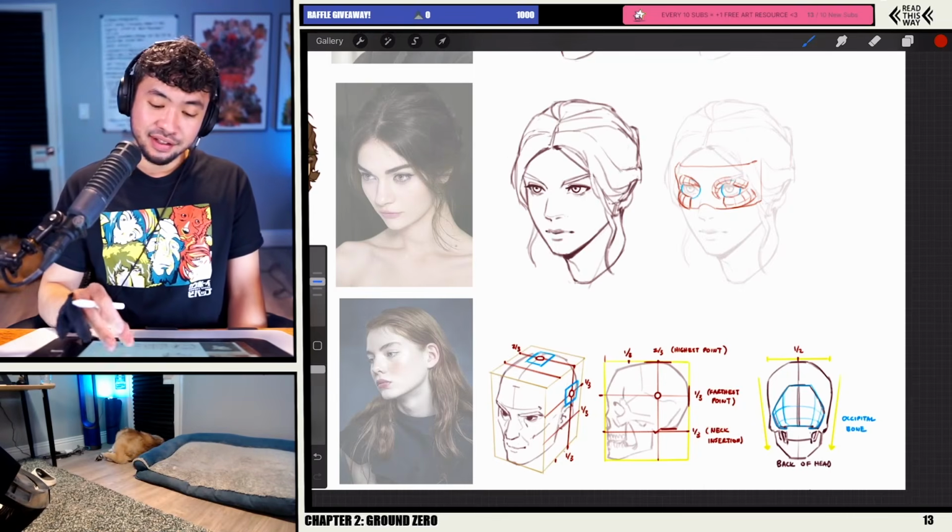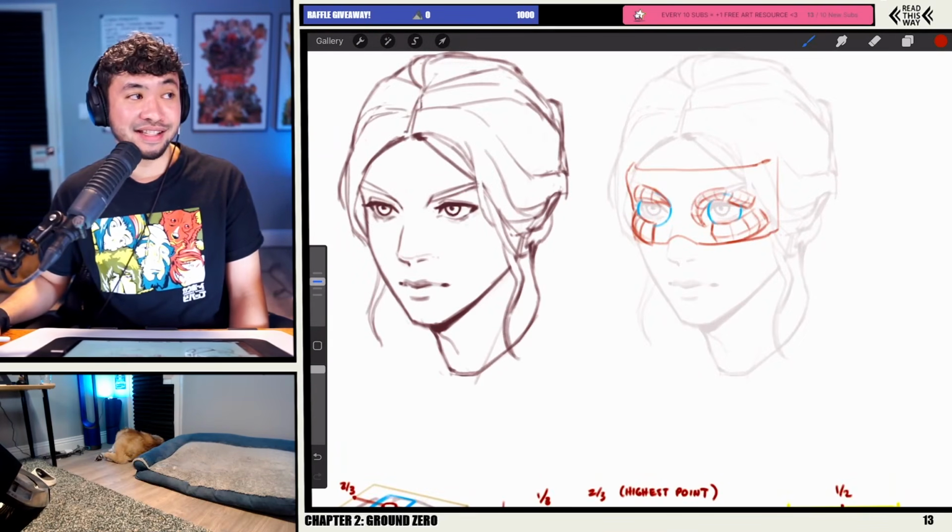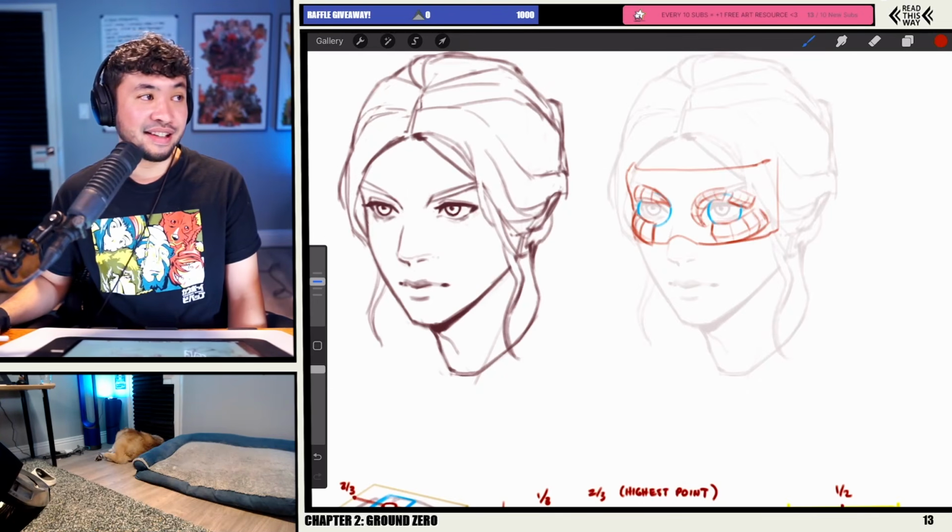There's some cool glasses. Yeah, the mesh glasses out here, you know? Good old mesh glasses. Easy peasy.